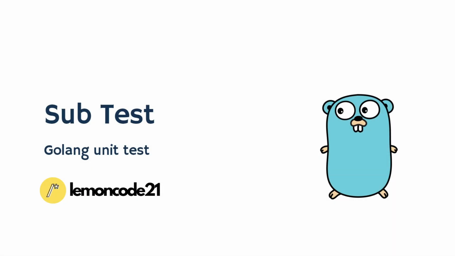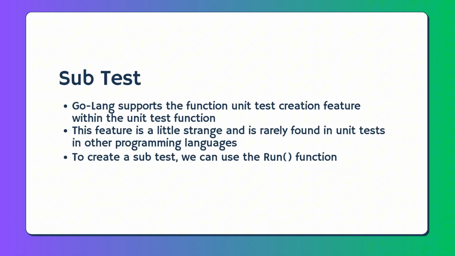Subtest. Golang supports the function unit test creation feature within the unit test function. This feature is a little strange and is rarely found in unit tests in other programming languages. To create a subtest, we can use the Run function.